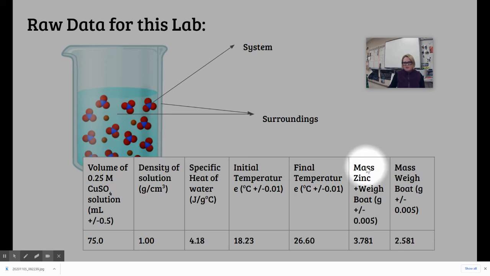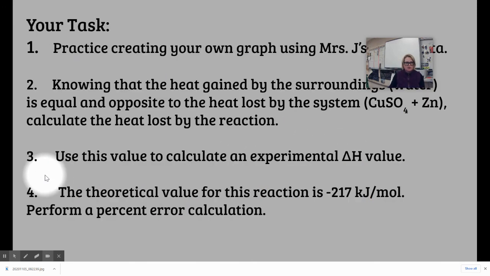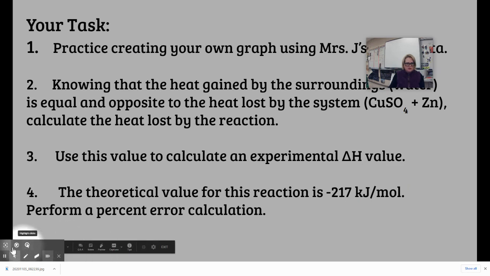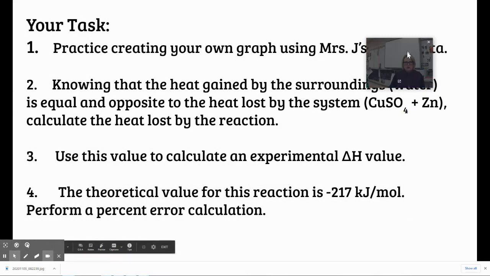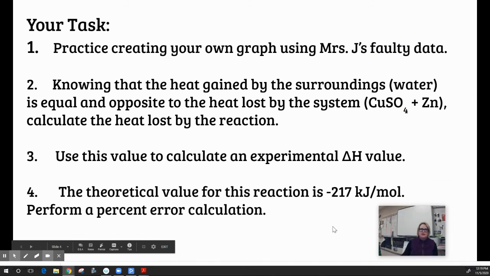This is the mass of the zinc plus the weigh boat. This is the mass of just the weigh boat. When I subtract those two masses, remember that I have to add absolute uncertainties. So now that I've got my raw data, let's see what we're going to do. You're going to get a copy of this raw data on a Google Sheet, and you're going to create your own practice graph with my faulty data. That's just because I want you to practice graphing, because if you need to include a graph with your IA, it's a really good skill to have.